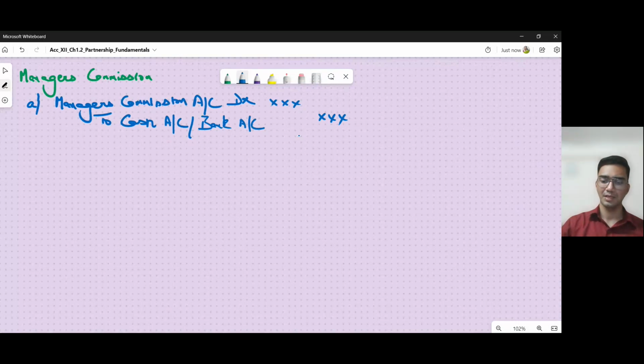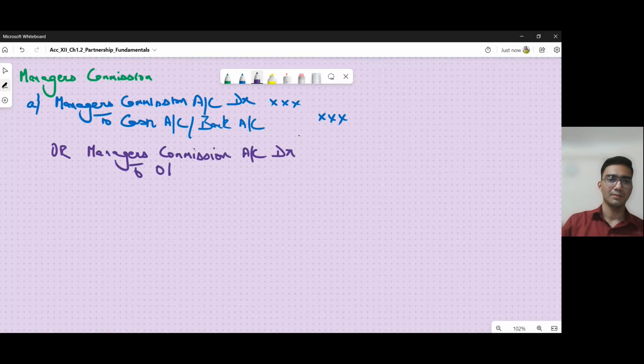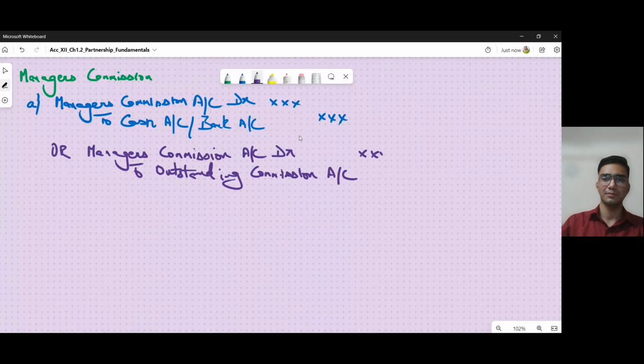Now suppose it has not been paid. So in those cases we will write manager's commission account debit to outstanding commission account, and we'll put the amount, whatever may be the amount.